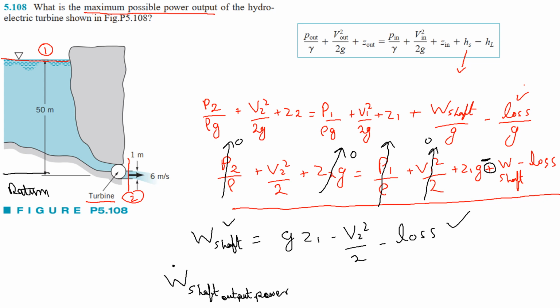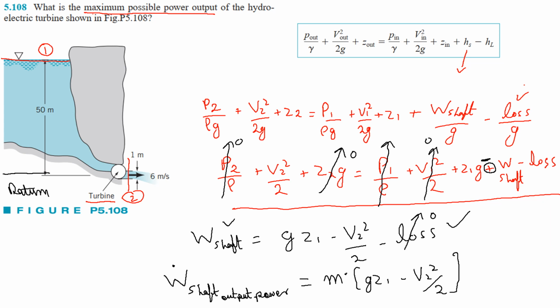After multiplying this by m dot, it becomes equal to m dot times (g Z1 minus V2 squared divided by 2), and what we are required to find is the maximum possible power output. So for maximum possible power output, I am going to assume that my friction losses are equal to 0. So this is what my final equation will look like.